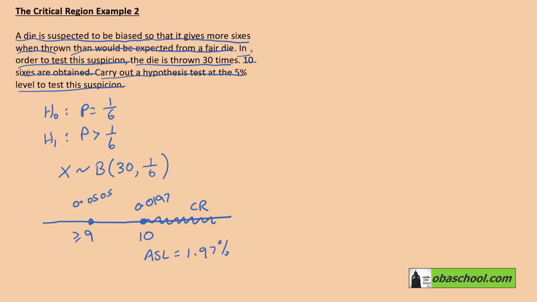Now, we're told that we got 10, and that's in the critical region. So 10 is in the critical region, and therefore we have reason at the 5% level to reject H0.